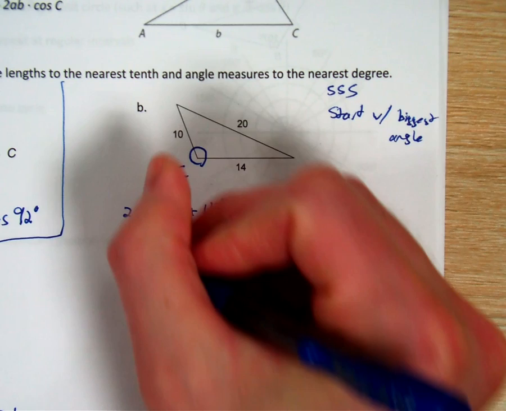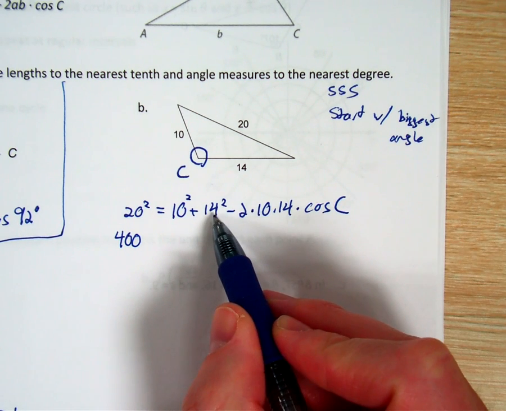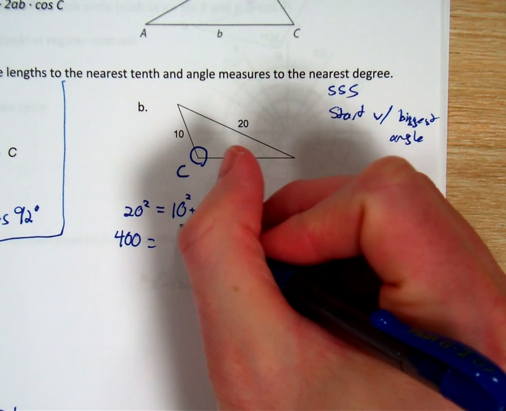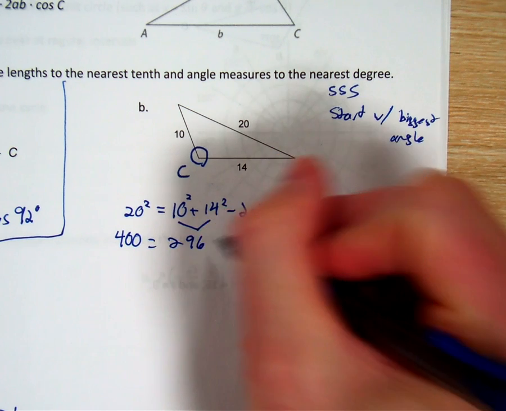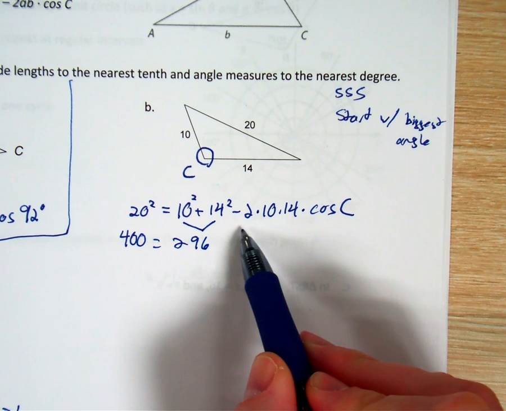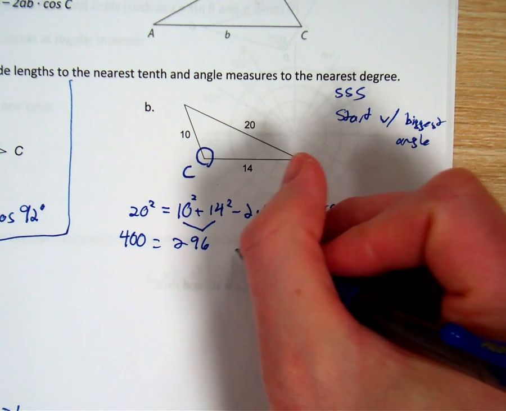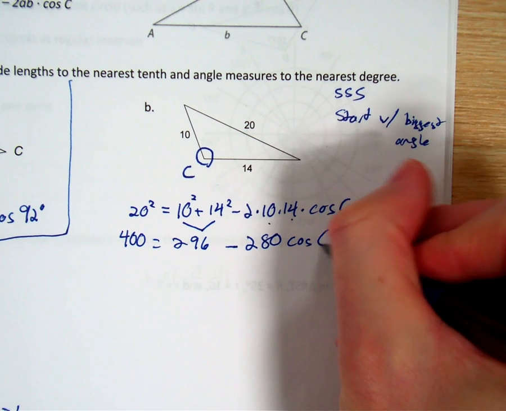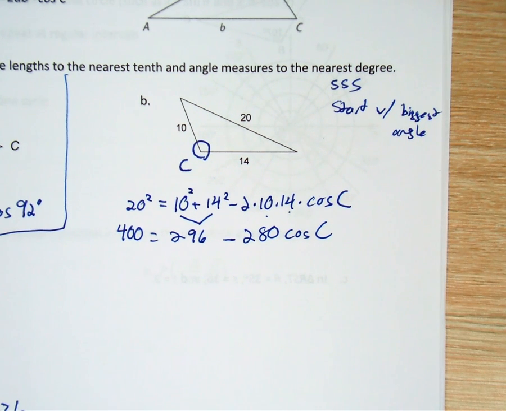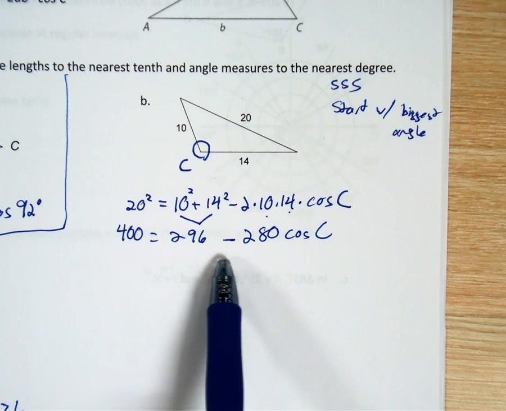20 squared is 400. 10 squared is 100. 14 squared is 196. So 10 squared plus 14 squared equals 296. Okay, and this is multiplication. 2 times 10 times 14. So 20 times 14, this is going to be minus 280 cosine of C. The most likely mistake that you would make is right here. A lot of people make the common mistake: 296 minus 280 cosine C.